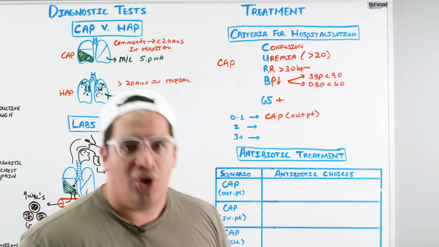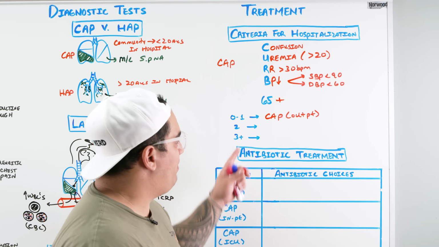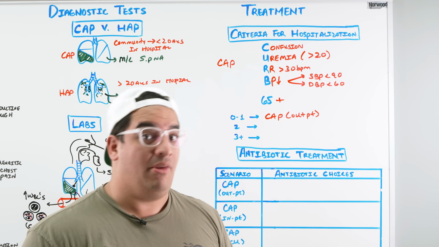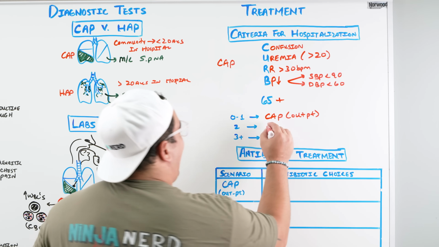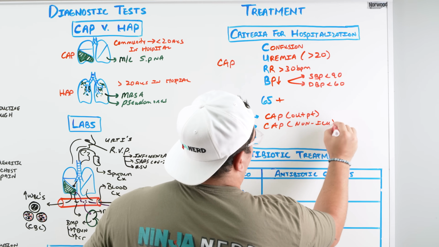If their score is 2, okay, then I'm a little bit more concerned for this patient. This is a patient that could potentially decompensate, and they need just a little bit more observation. Maybe not ICU level care, but they need some observation. So this is a CAP, but this is going to be a non-ICU admission, okay?